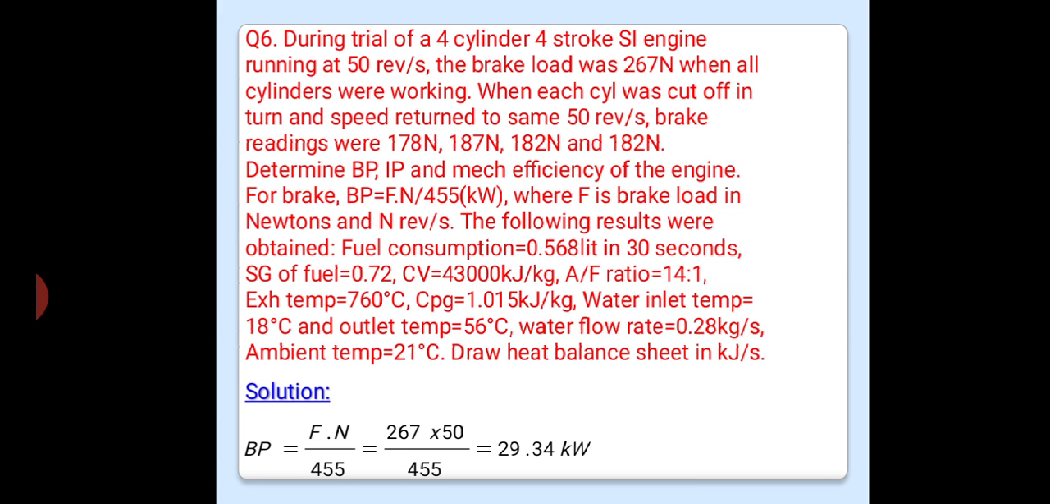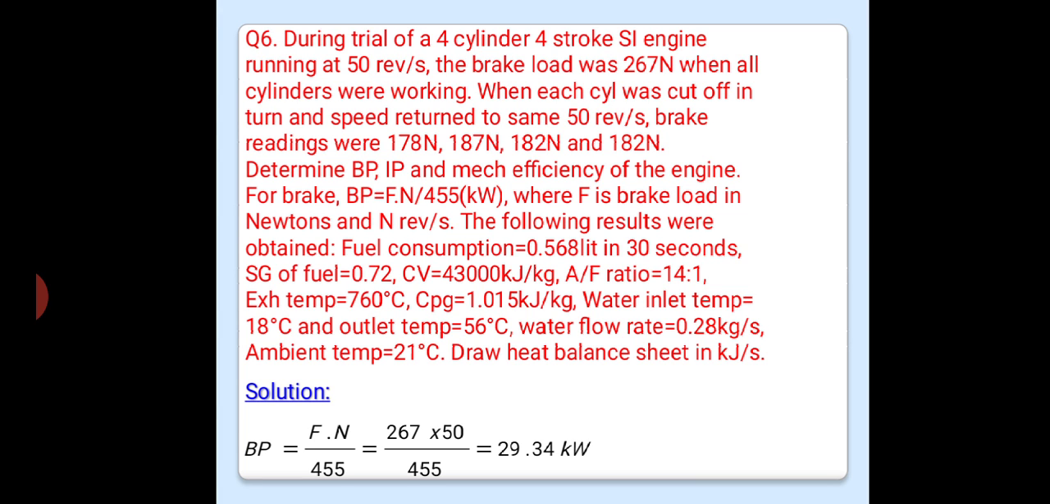Specific heat of gas 1.015 kilojoule per kg. Water inlet temperature 18 degrees Celsius. Water outlet temperature 56 degrees Celsius. Water flow rate 0.28 kg per second. Ambient temperature 21 degrees Celsius. Draw up the heat balance sheet in kilojoule per second.